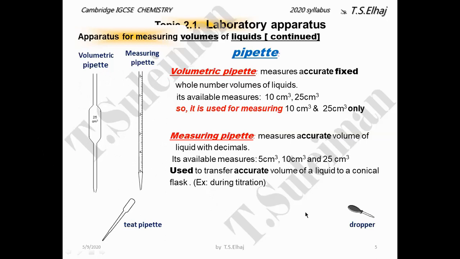Comparing between teeth pipette and the dropper. The dropper adds drop by drop and we don't measure its volume, while the teeth pipette transfers up to 5 centimeter cube of liquid. It works the same as the dropper but delivers measured volume. With the teeth pipette we can measure the volume we add, 1 or 2 or 3 centimeter cube, while with the dropper, no, we just add a few drops without measuring the volumes of these drops.